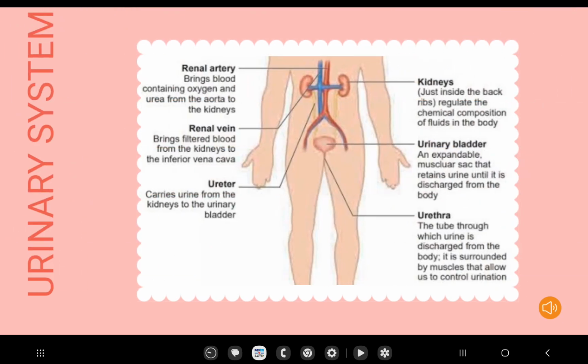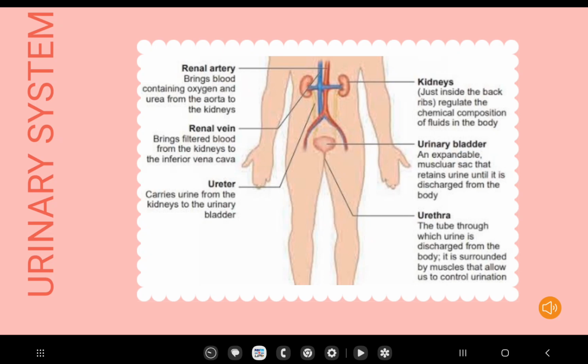The urinary system consists of several key anatomical structures, namely the kidneys, paired organs located on either side of the spine just below the ribcage. The kidneys filter waste products and excess substances from the blood to produce urine. Ureters, two muscular tubes that transport urine from the kidneys to the urinary bladder. Each kidney has one ureter. Renal artery and renal veins. These blood vessels supply and drain blood from the kidneys. The renal arteries deliver oxygenated blood to the kidneys, while the renal veins carry deoxygenated blood away from them.